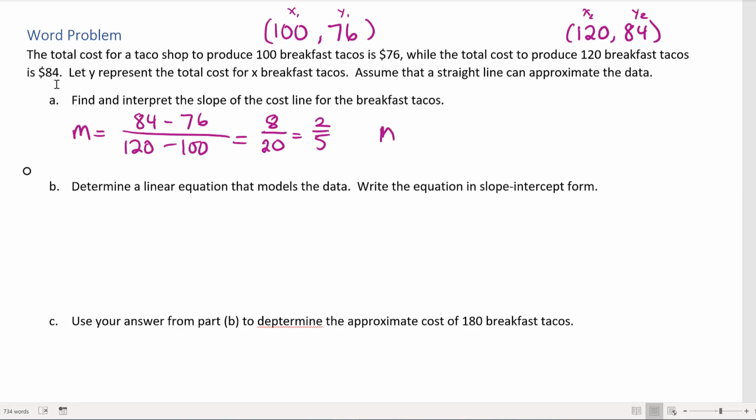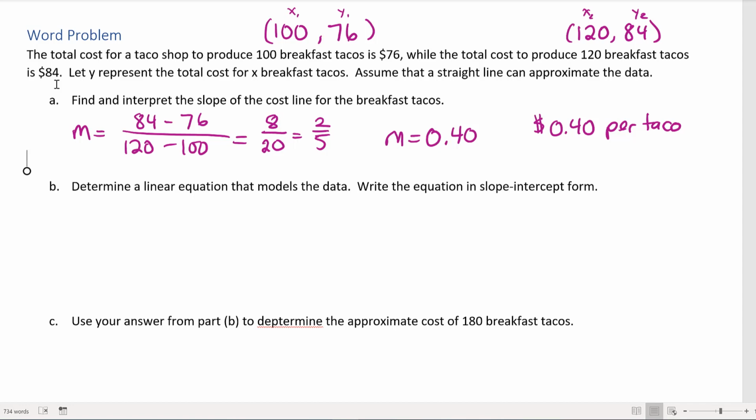So if I have m equals 2/5 and I can take 2/5 and type it in my calculator, that gives me 0.4. And I'm going to add an extra 0 there so we can think about it in terms of money. So if my rate of change is 40 cents, what does that mean for my tacos? It means we're going to have 40 cents per taco for the cost. It's going to cost 40 cents for this taco shop to make each additional breakfast taco.